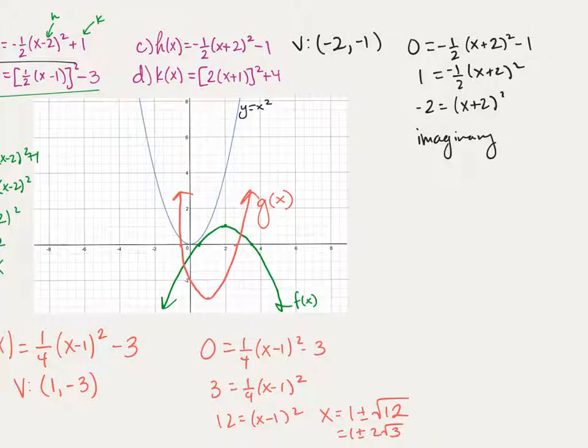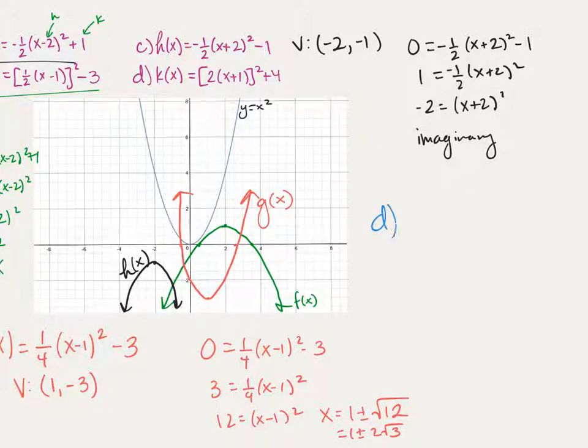So I'm going to go to -2. So I'm going to plot my vertex. So (-2, -1). And then this is going to open down. So notice there are no x-intercepts because it doesn't head toward the axis. This is h. Lastly, we're going to graph D.